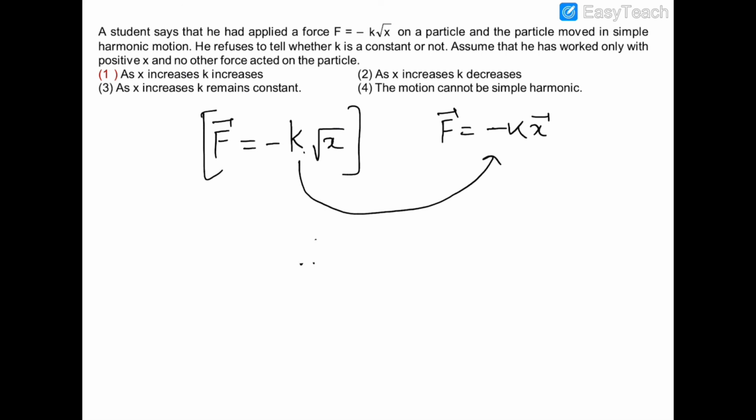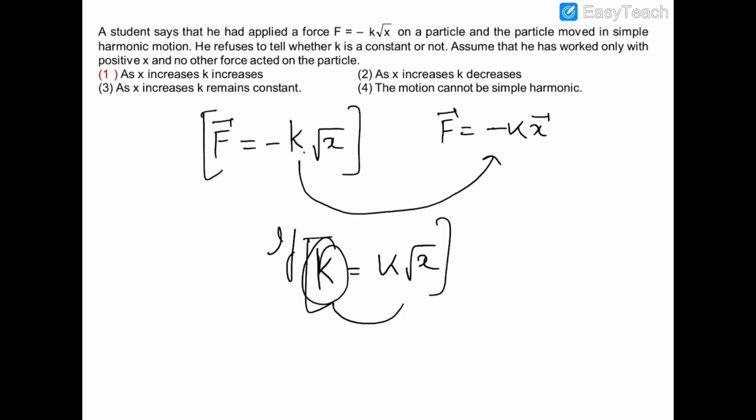So if the value of this small k is equal to K root x, then if we substitute this value here, it would be a simple harmonic motion equation. Hence this k depends on root x, which means that if x increases, then k will increase. So the correct answer will be option number 1.